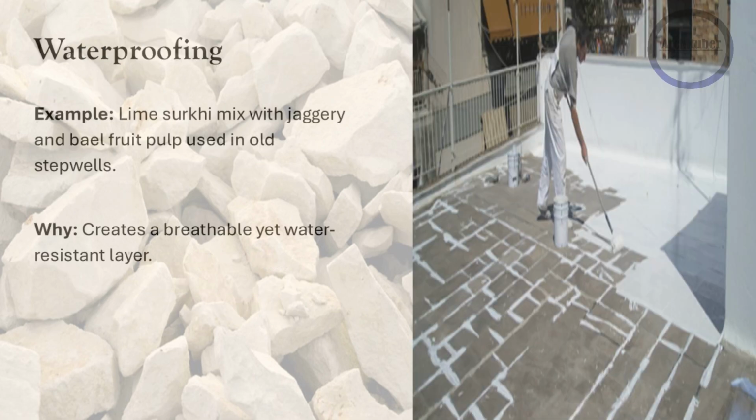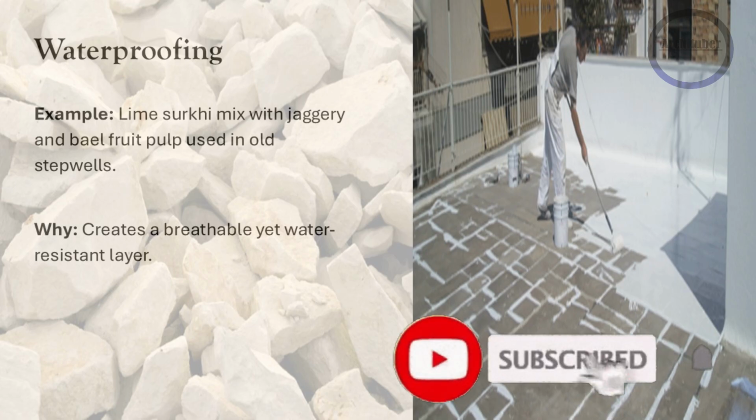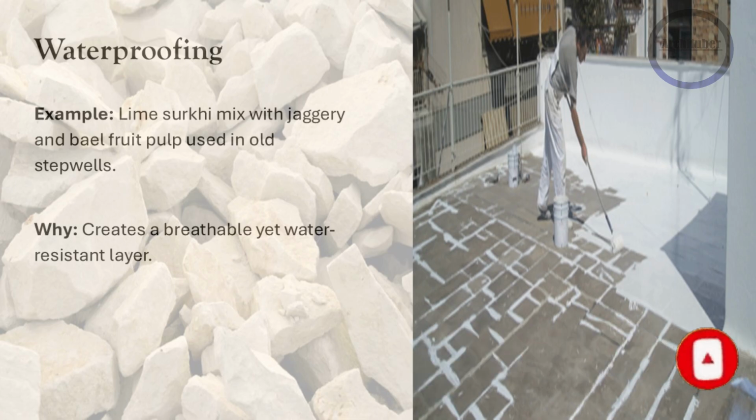So for waterproofing, lime surkhi is mixed with jaggery. Yes, you heard that right. It is mixed with jaggery and bael fruit pulp, used in old stepwells. It creates a breathable yet water-resistant layer. It can be used for walls as well.